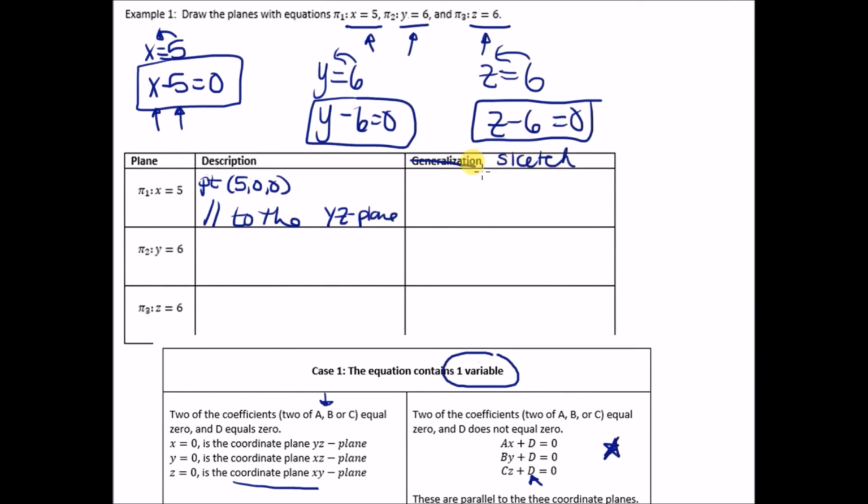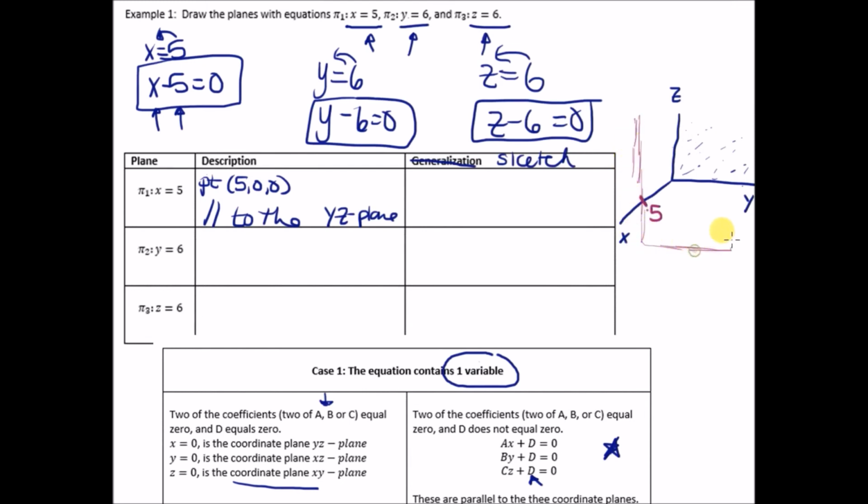So for the sketch, you probably have way more room on your paper, so I'm going to sketch it right over here. When we sketch, we always want to draw x, then y, then z. If we think about the YZ plane, we think about this wall here, and I'm going to put dots on it. So let's sketch a point that goes through the x-axis at 5. Let's call this 5. And then our plane is going to be parallel to that ZY plane.